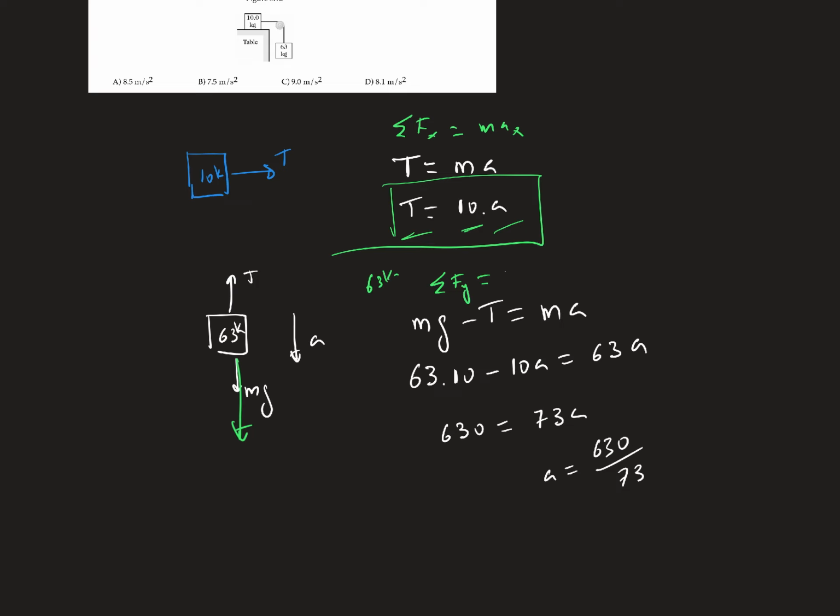So the acceleration is 630 divided by 73. And if you make numbers, how will it be? Measure. What will be the acceleration? Second, plugging it in.